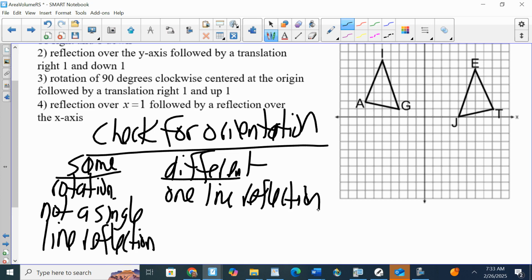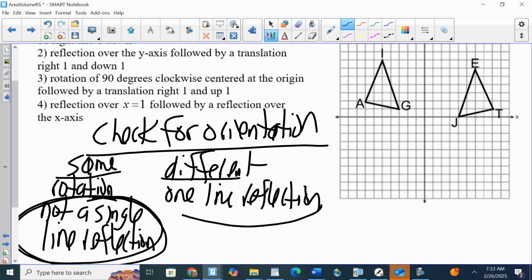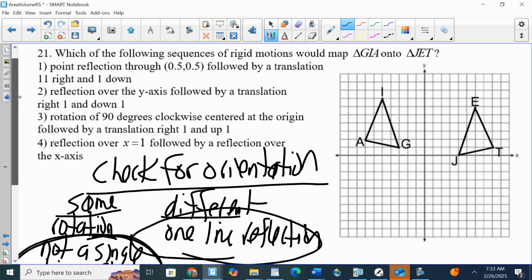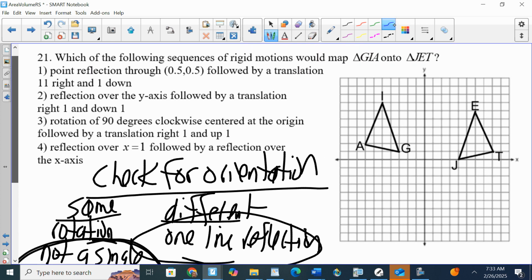On your exam now, it'll be multiple choice. If it's the same, it's not a single line reflection. It could be a double line reflection, it could be a point reflection, it could be a rotation, it could be a lot of different things, but I know if the orientation is the same, it's not a single line reflection, and if the orientation is different, it must be a single line reflection. And again, be careful, don't confuse line reflection with point reflection. So we check for orientation.